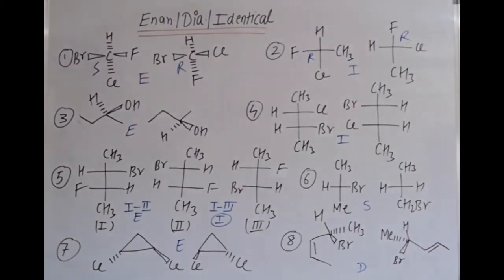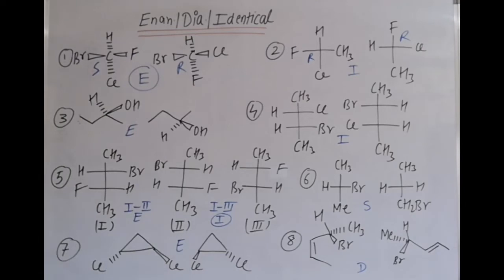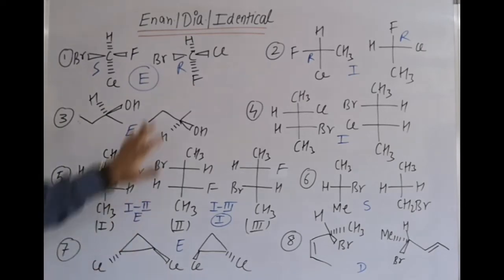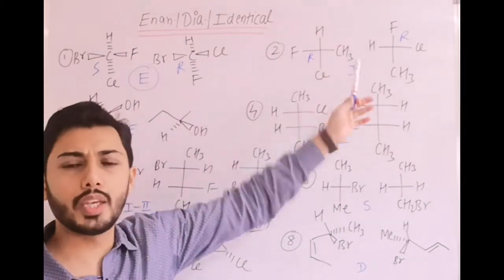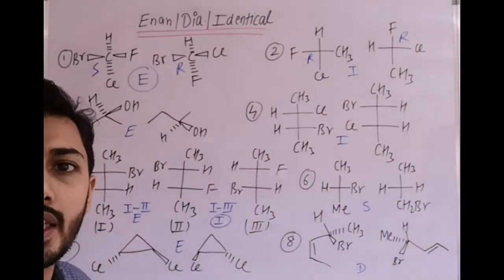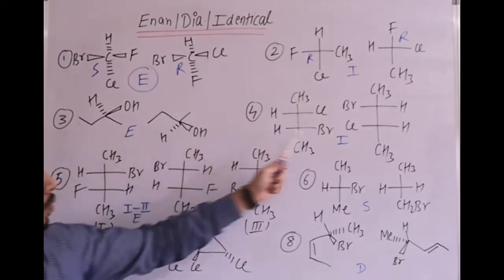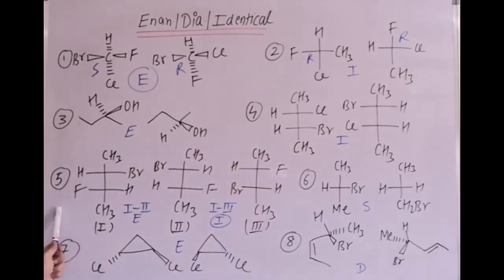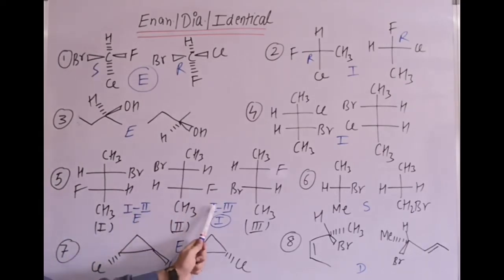Now starting with the first one. First example is they both are enantiomers with respect to each other, right? I have written enantiomer, you can check your answer. Second one is identical, you can mention same or you can also mention identical, right? Identical. Third one enantiomer. Fourth, they are identical. In fifth, first and second are enantiomers. First and third are identical.